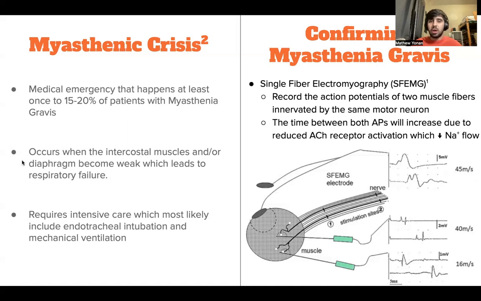On a separate note, one way to confirm the diagnosis of myasthenia gravis is through single fiber electromyography, or SFEMG, where they record the action potentials of two muscle fibers that are innervated by the same motor neuron. It's a very minuscule test. The time between both action potentials will increase if someone has myasthenia gravis due to reduced ACH receptor activation because of the autoantibodies blocking that receptor, which decreases sodium flow. And if sodium flow decreases, obviously there's going to be a greater amount of time between both action potentials.